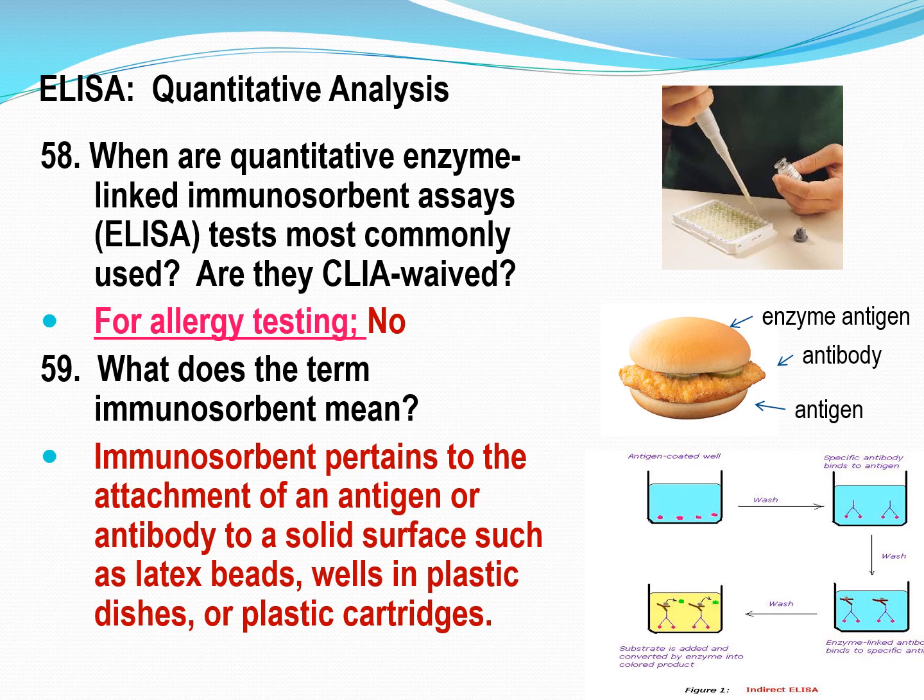What does the term immunosorbent mean? Immunosorbent refers to the attachment of an antigen or antibody to a solid surface such as latex beads, wells in plastic dishes, or plastic cartridges.